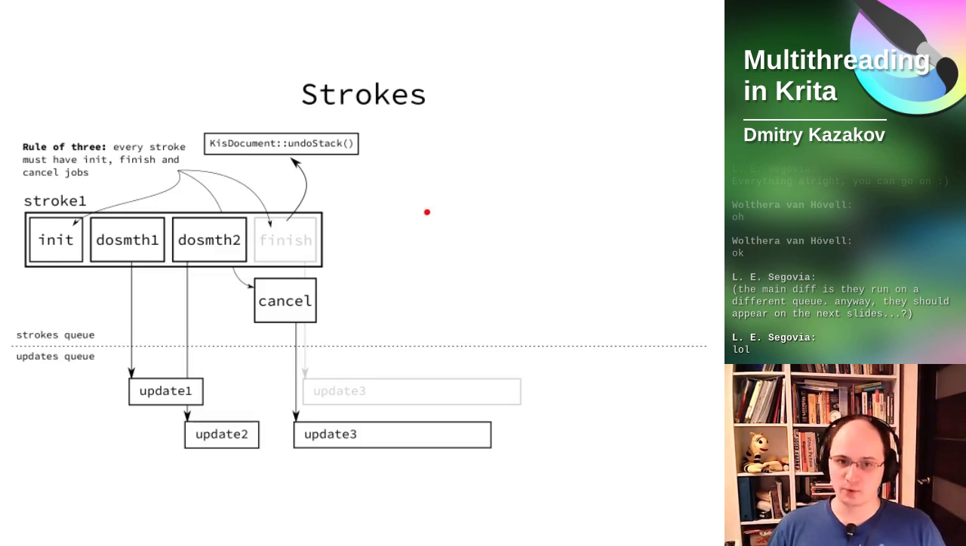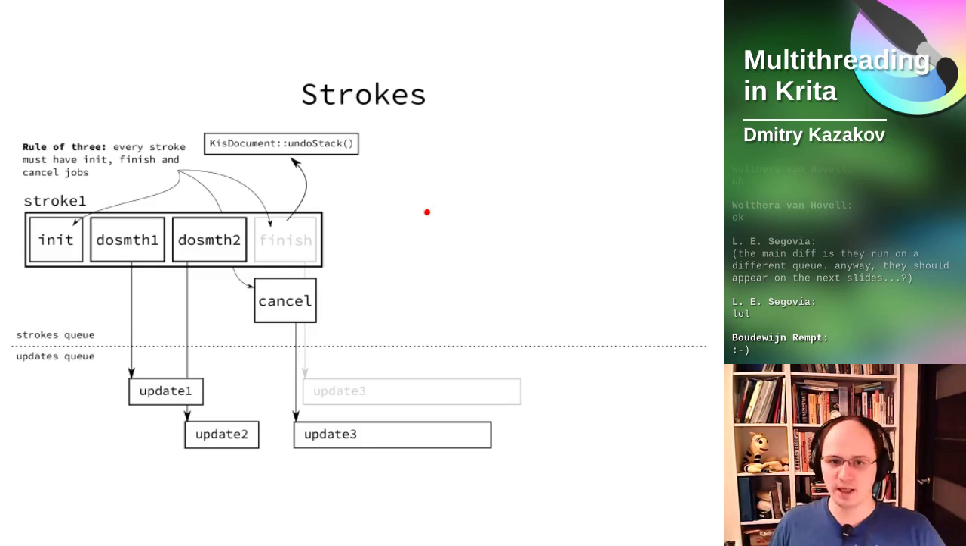Here we come to the rule of three. It's a borrowing from the old version of the C++ language. So if you write your own stroke, you should define three jobs for it: an init job, a finish job, and a cancel job. It ensures that your stroke is transactional. That is, if the scheduler cancels it because the user pressed the escape key, the image will not be left in a dirty state. The stroke should clean up after itself.